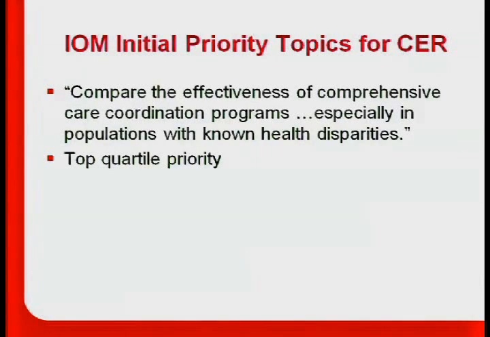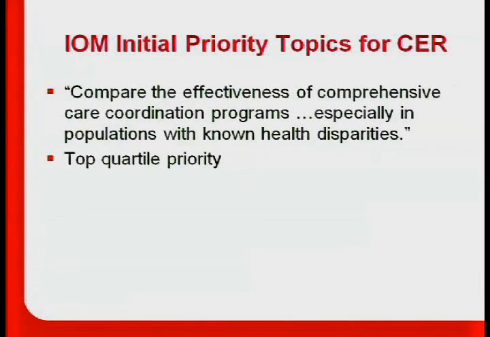Well, this question that they asked was in the top quartile, and they wanted to know what's the effectiveness of comprehensive care coordination programs, and especially in populations with health disparities. And there's certainly a large population that we serve through the OSU East Wound Center that are minorities and may have access issues. So the problem, the way that we framed it with our comparative effectiveness, was to look at diabetic foot ulcers. The outcome that we wanted to compare was limb salvage.